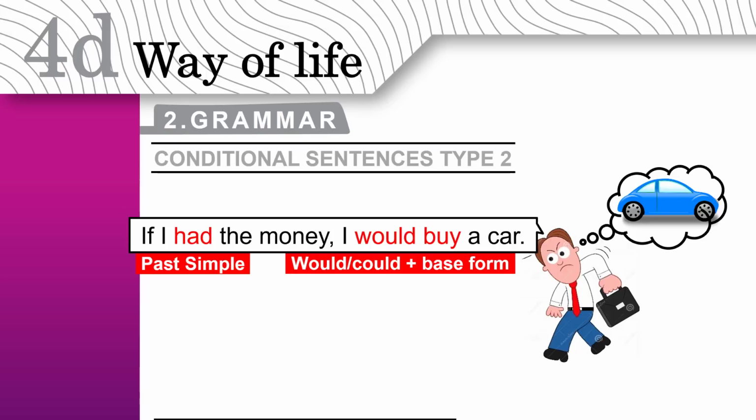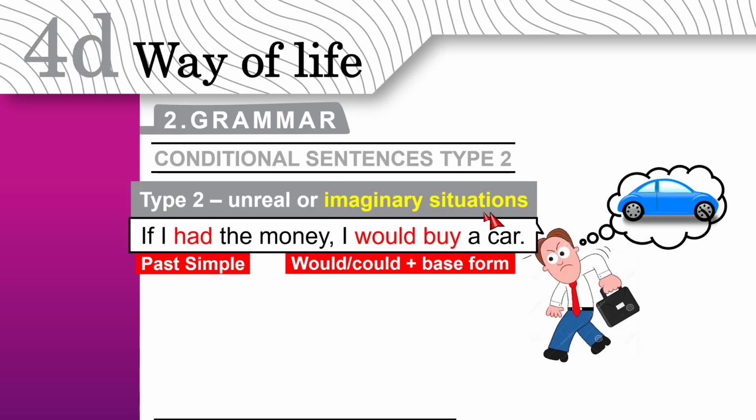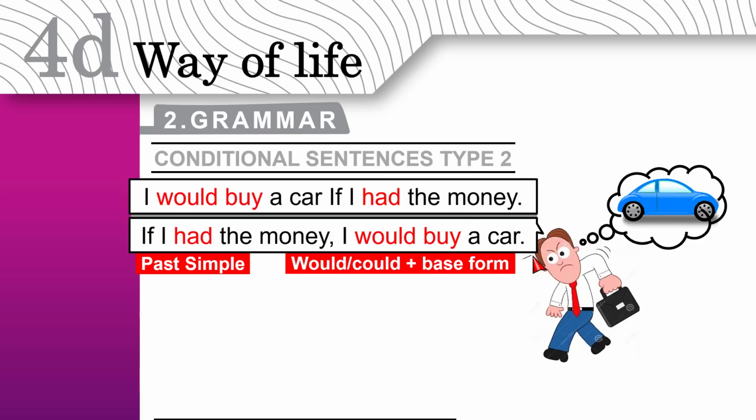When do we do this? In imaginary situations. Look, the man doesn't have the money. He is only imagining that if he had the money, he would buy a nice car. You can also start with the main clause: I would buy a car if I had the money. You can switch between the main clause and the if clause. If you don't start with if, you don't put a comma between the two clauses.